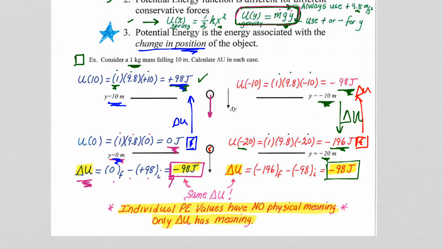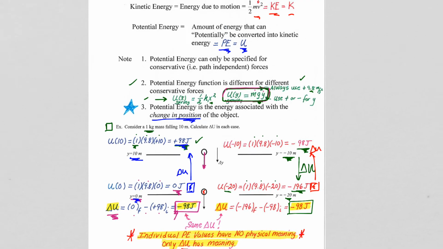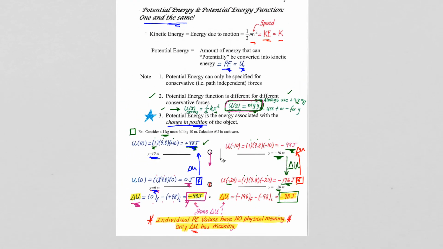So individual, again, as always, please make sure you annotate completely. Individual potential energy values have no physical meaning, but the change in potential energy absolutely has physical meaning. So for the next 2 pages of our notes, you'll be doing some example problems, and then you'll be able to watch the solutions in the following video.